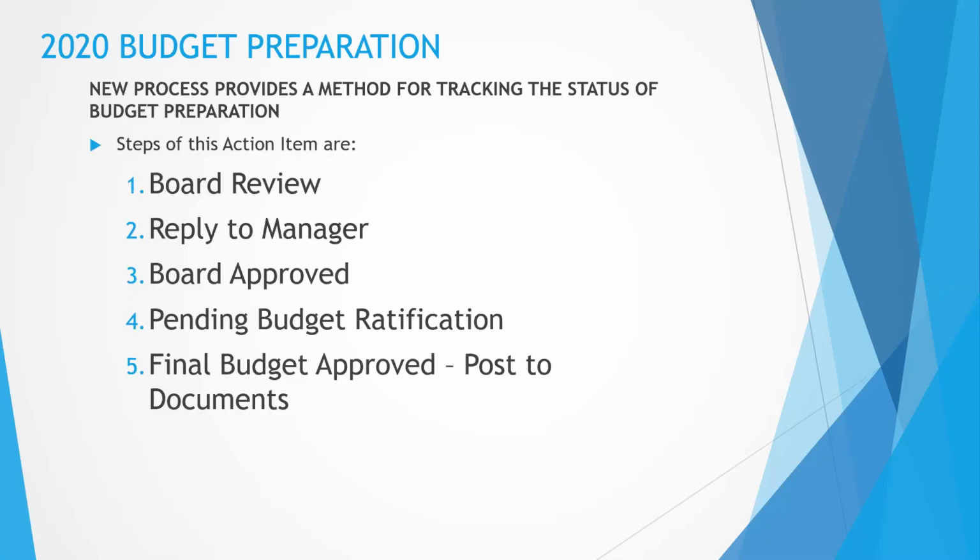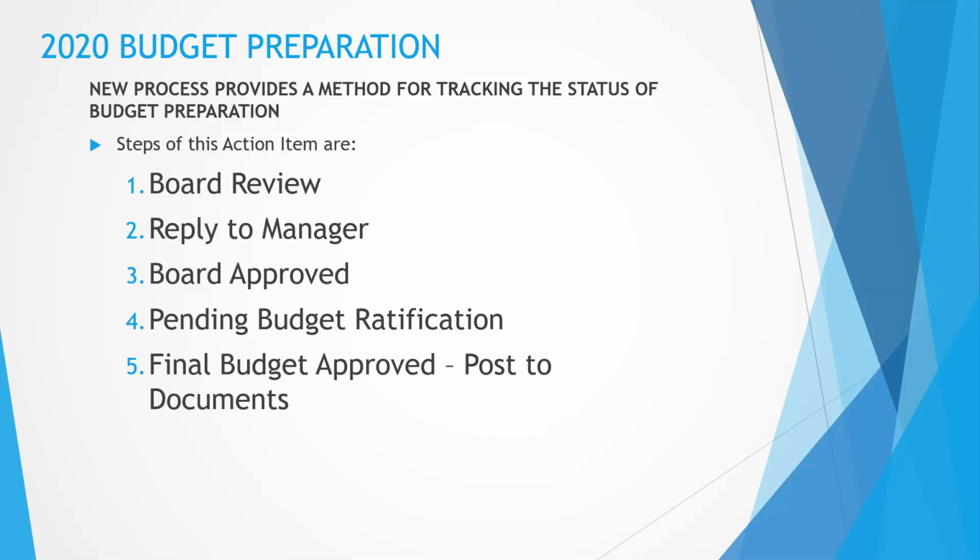Step number 1 of this action item is board review. So you've gone into Vantica, created your worksheet, and you've either created a report, as BD mentioned a bit ago, or you've exported it to Excel, which you'll attach to this action item, and it'll go to your board just like any other report you would send.